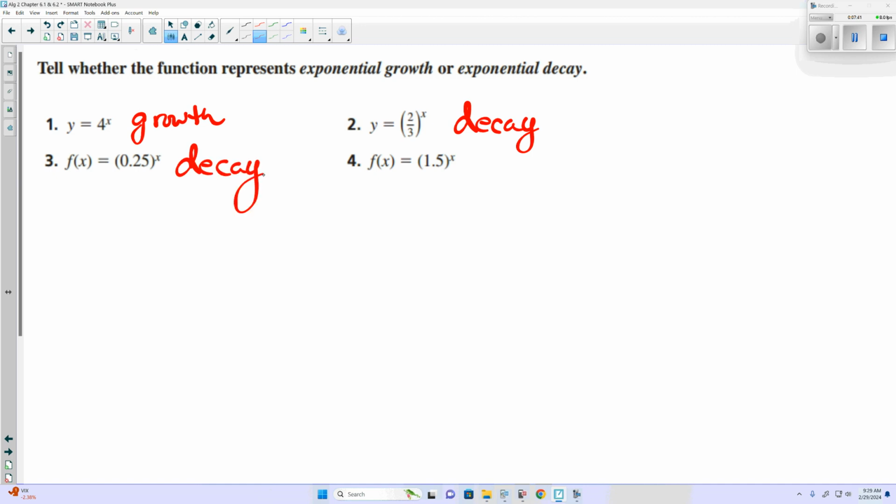So f of x is just another way to write what? Y. Yeah, it's just function notation. So it's just another way to write y.